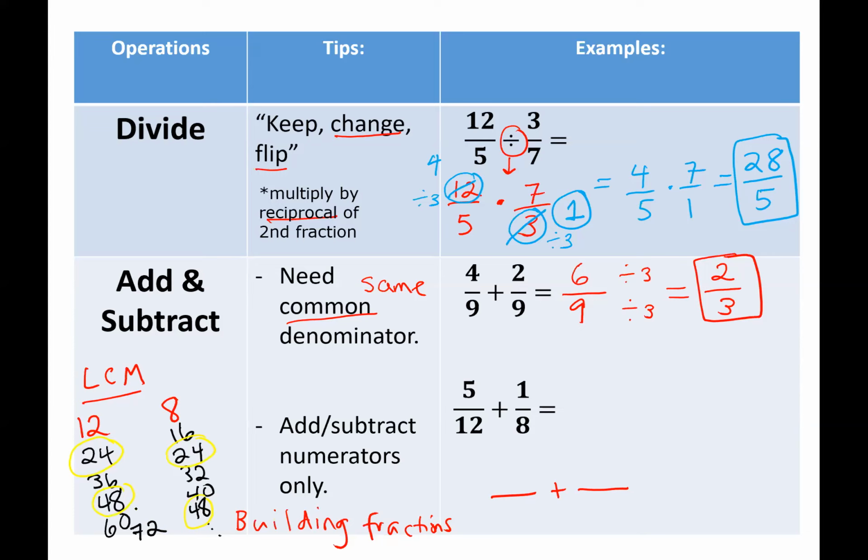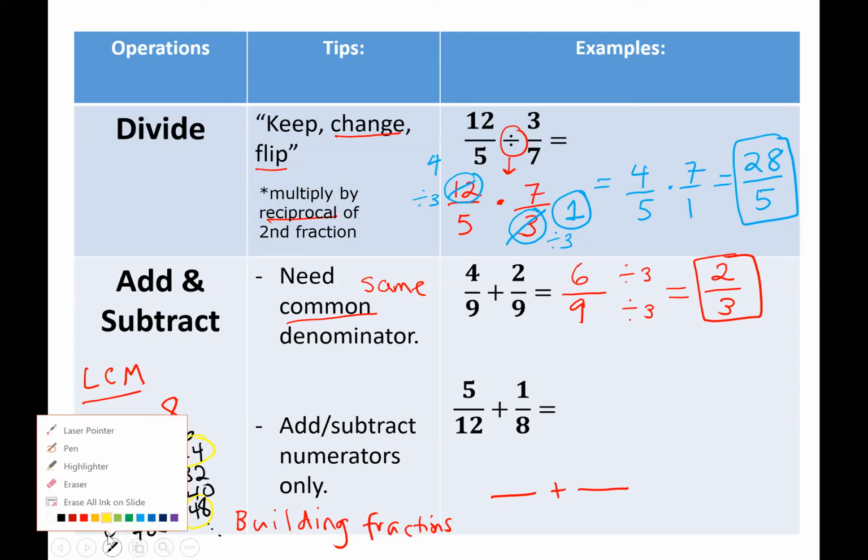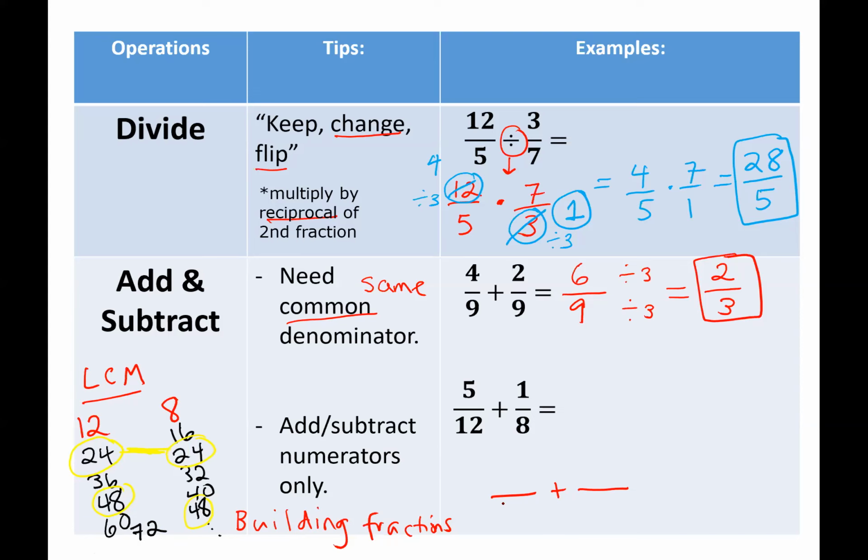What we want is the least common denominator, so let's use 24 for our common denominator. Could we use 48? Yes, we could. Could you use 12 times 8, 96? Yes, but obviously the bigger the number you use, the more challenging it might be. We could use 48, 72, or 96. There are many options, but we'll stick to the least common multiple.